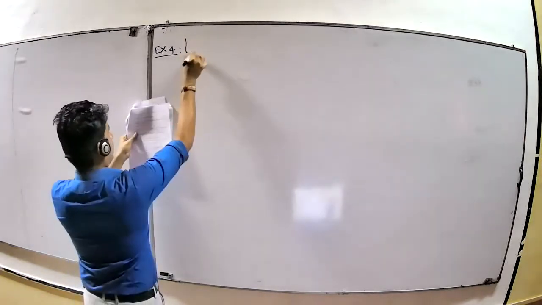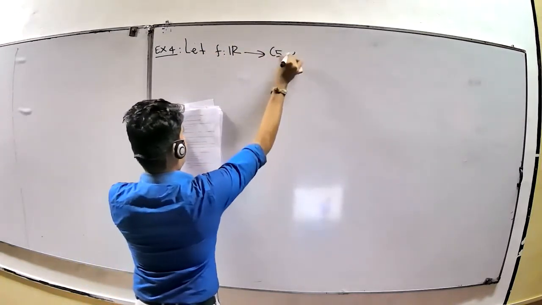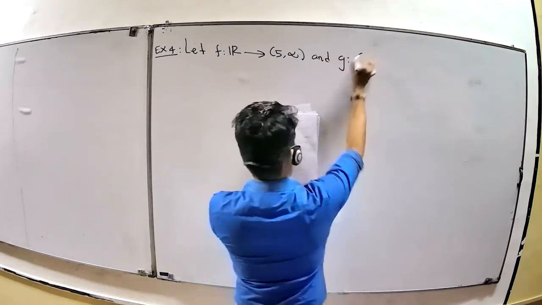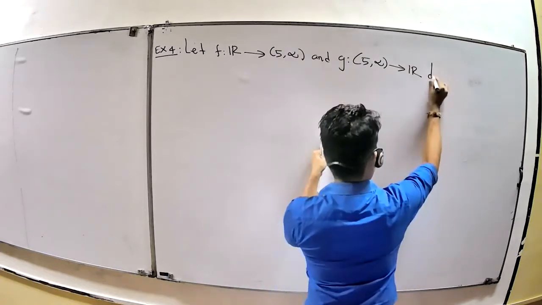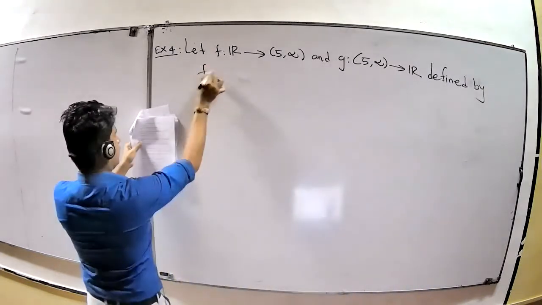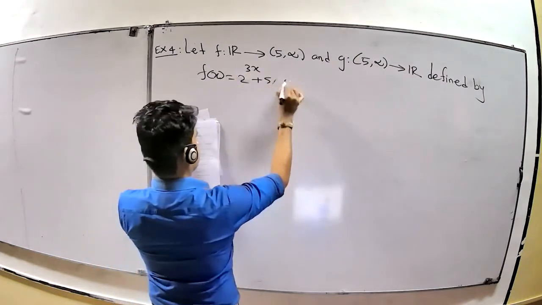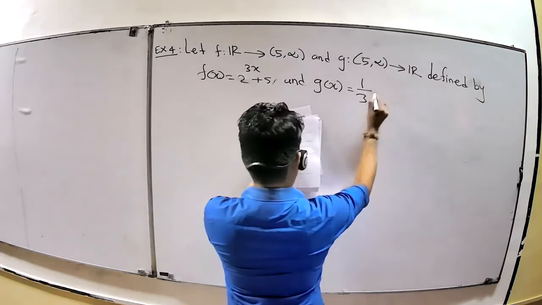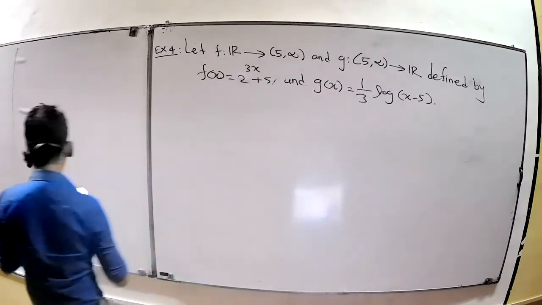Let f be a function from real numbers to 5 comma infinity, and g be another function from 5 comma infinity to real numbers, defined by f of x equal to 2 power 3x plus 5 and g of x equal to 1 by 3 log of x minus 5, so that f and g are inverse of each other.